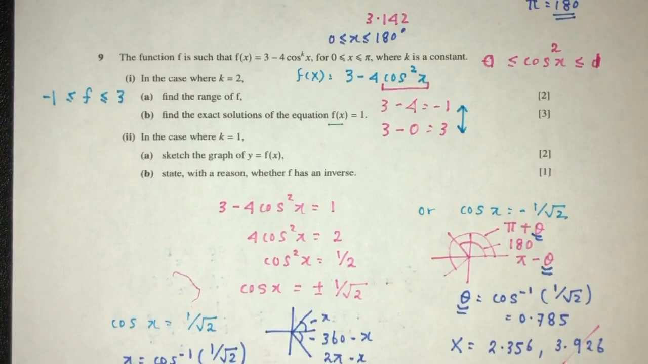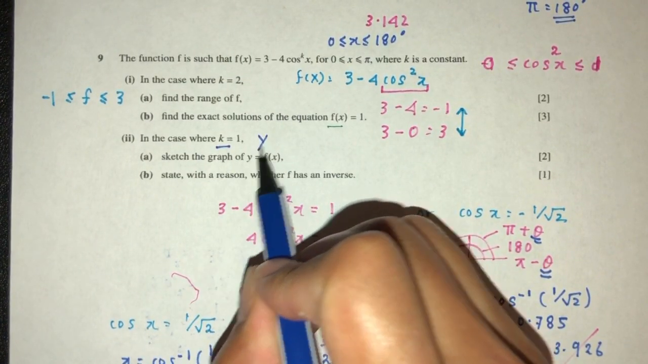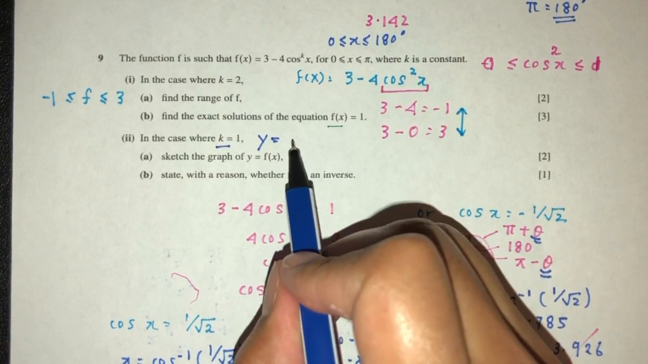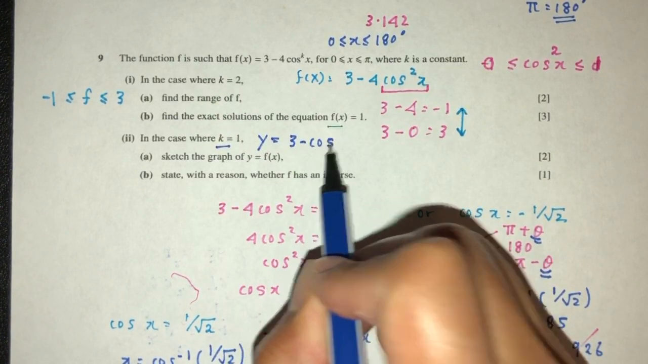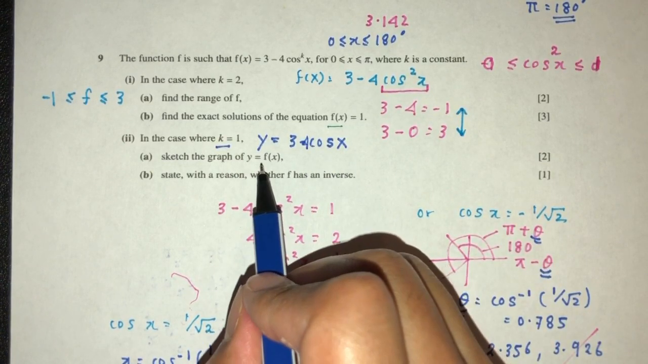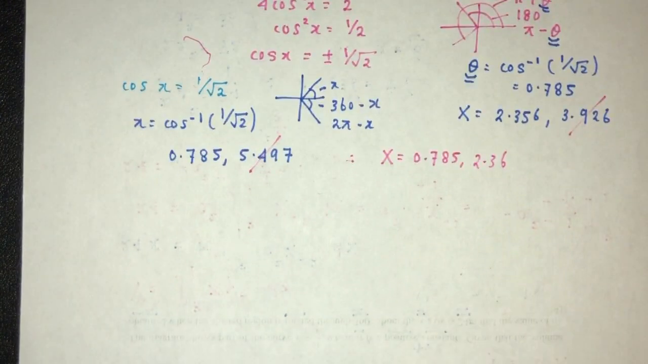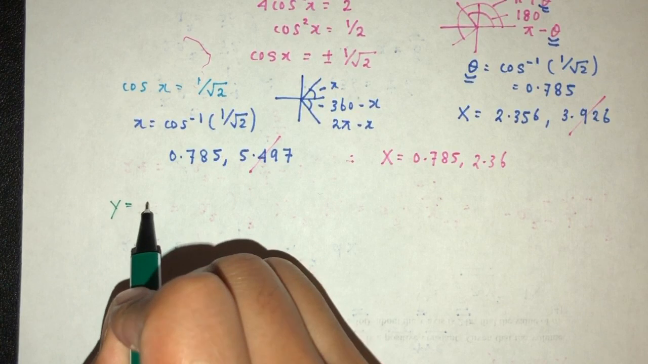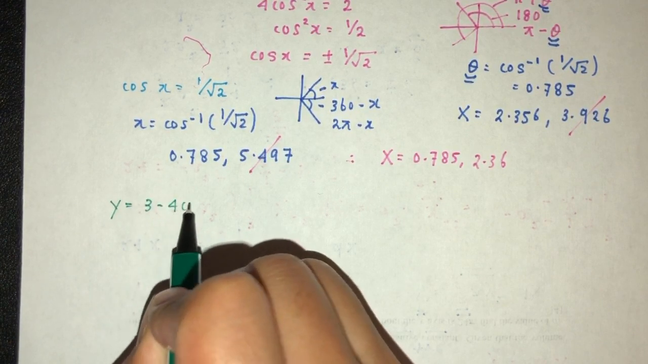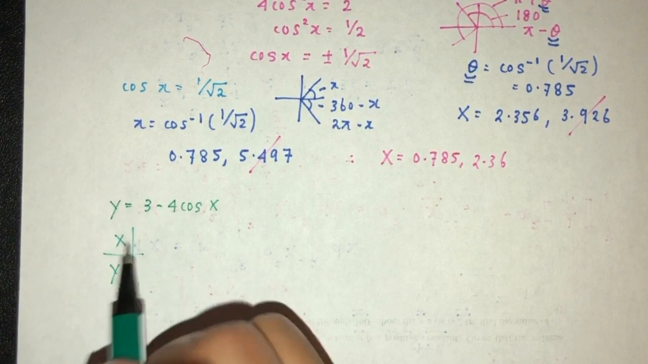Now for part 2, in the case where k is 1, so that will be y, or f of x is equal to 3 minus 4 cos x. We have to sketch this one. So let's do this. How do you sketch? We will use a table of values, right? So y will be 3 minus 4 cos x. We have x values and the y values, a table of values.